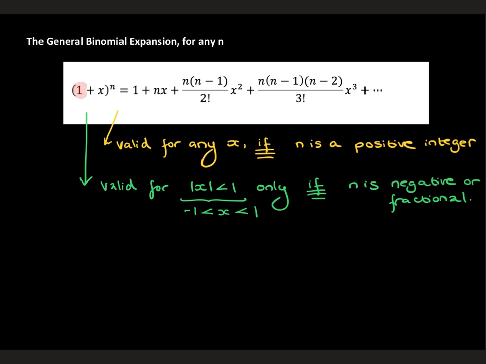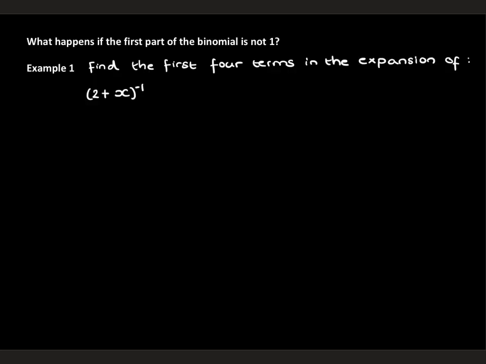We have completed examples where it's not just x in the second part of the binomial, we've had 3x or negative 7x or 2x squared as part of the expansion. That's absolutely fine because all we do is replace x with whatever is inside the bracket in the second part. But we have never done an expansion with anything other than 1 as the first part of the binomial. So in today's lesson, we're going to learn how to deal with expansions where the first part is not equal to 1. So let's look at our first example.